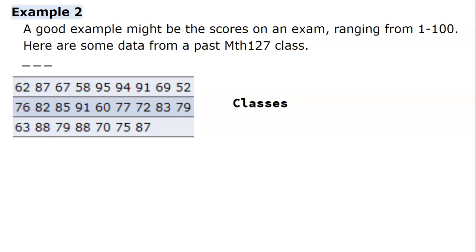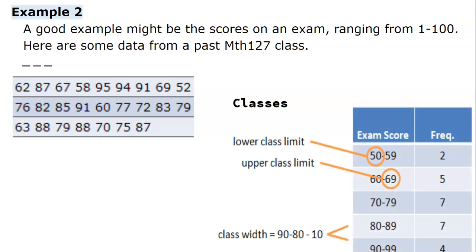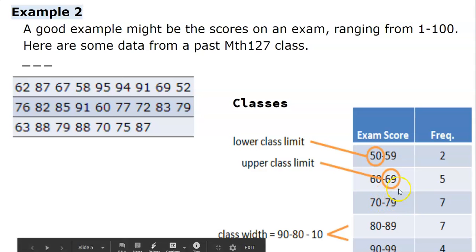Each class has a lower class limit and upper class limit, along with the class width. And the class width is the difference between successive lower class limits. It should be the same for each class for consistency. So your lower class limit in this case is 50, your upper class limit is 69, and the class width is 10, because that's the difference between 90 and 80. Your class width is 10, and it has to be consistent for all the classes.